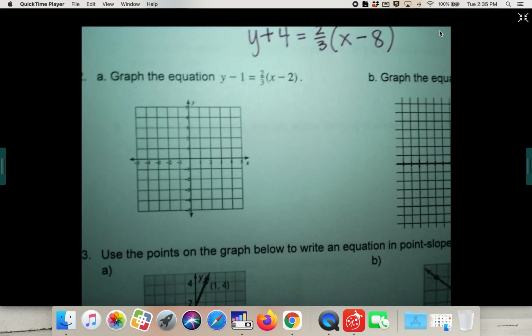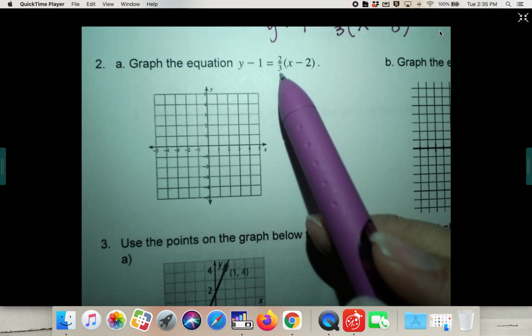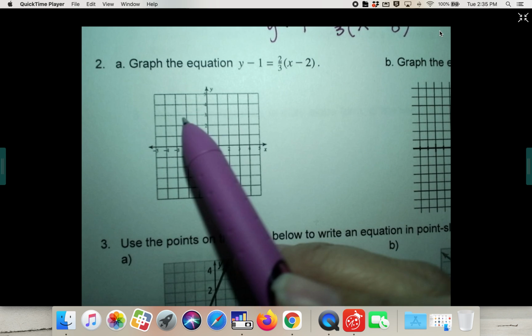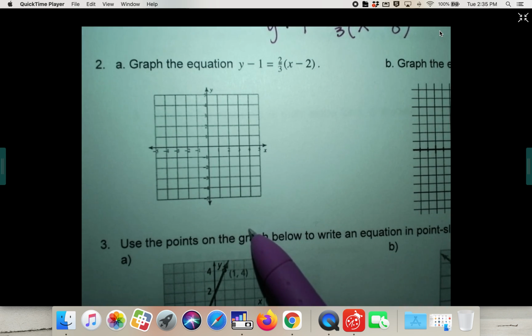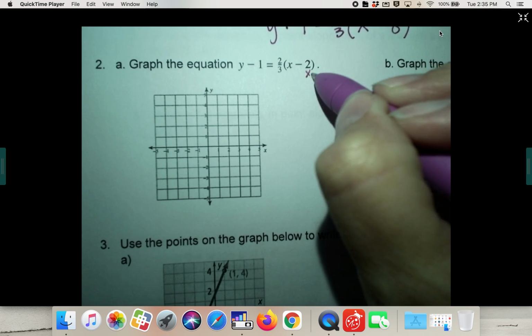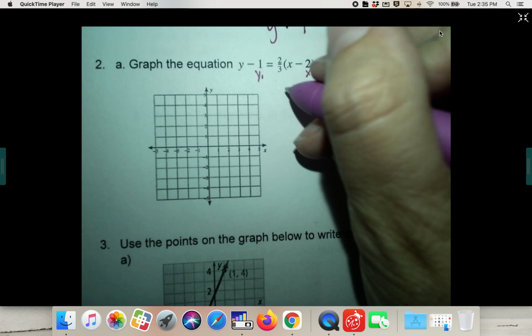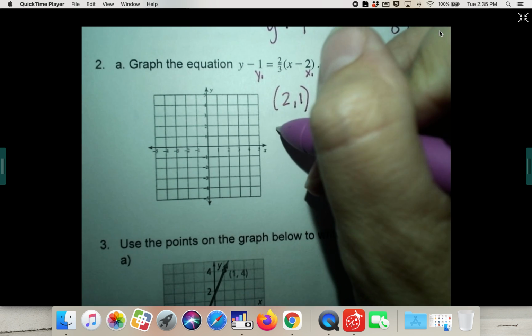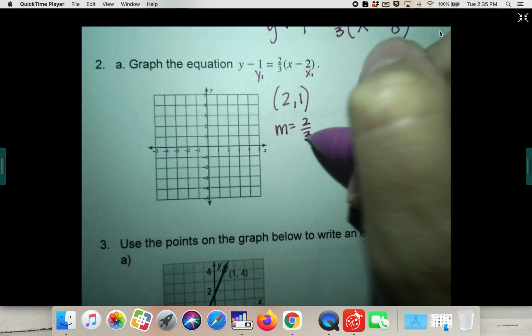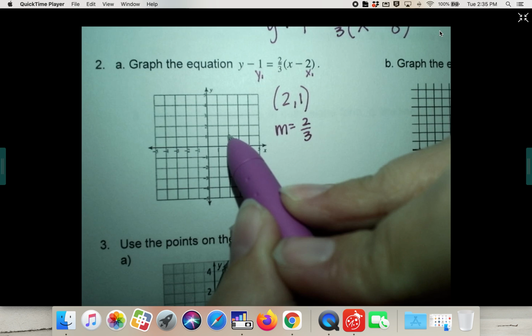All right, I'll show you the reason we need this. If we're graphing, sure, we know that the slope is 2/3, but what is my coordinate that I'm going to start putting a dot on? I don't have a y-intercept, so I need a point. So my point is 2, 1, because this is my x-coordinate, my x1, and this is my y1. So it's going to be 2, 1. And my slope is 2/3. So if I know that my first point goes through 2, 1, I'm going to go over to 2 up to 1 and put a dot.